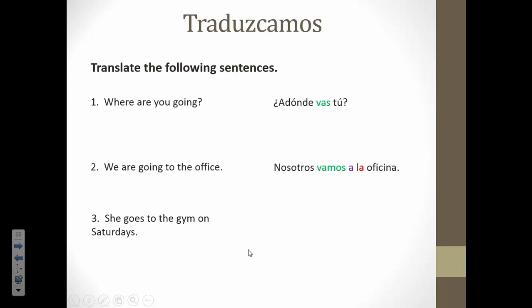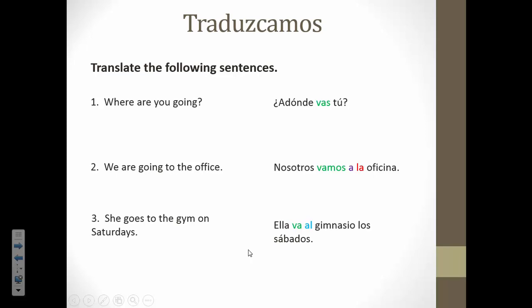And the last one, she goes to the gym on Saturdays. We know she is ella. Form of ir we need is va. And for this one, we need to contract because gimnasio is masculine. So, ella va al gimnasio los sábados. Los sábados means on Saturdays.